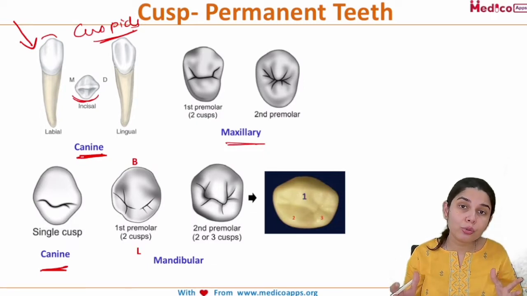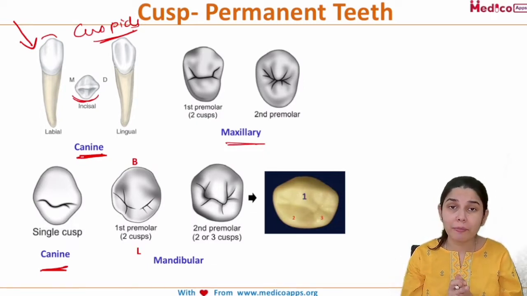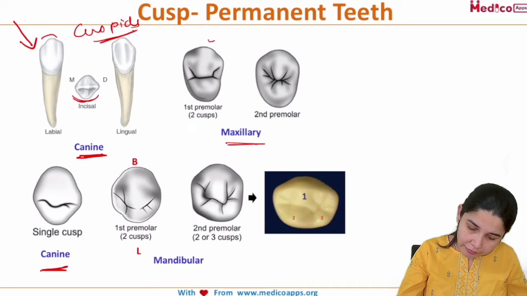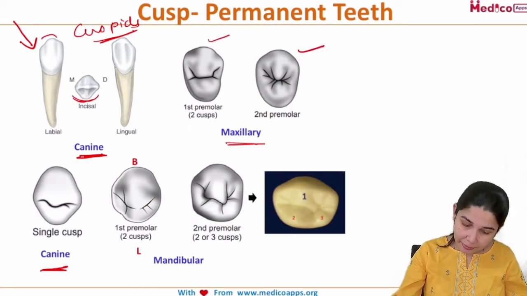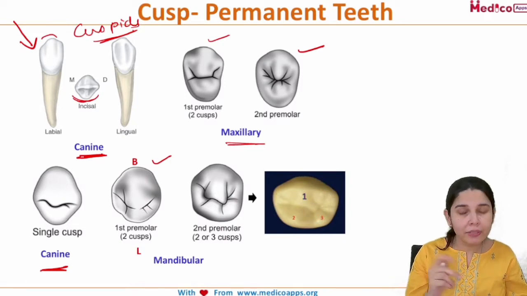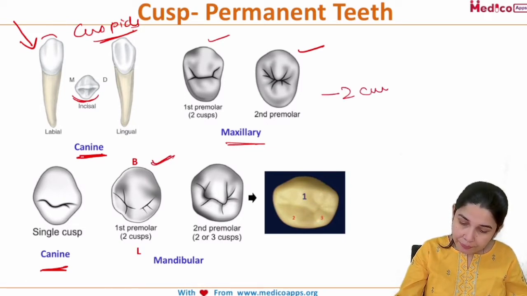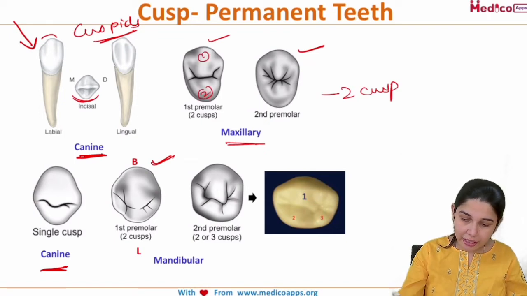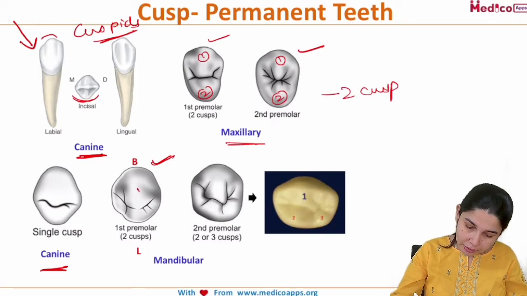Now what are those two cusps? It is very easy to remember. As you can see, this is the first premolar, this is the second premolar, and this is the mandibular first premolar. All of these have two cusps. This is one and this is the second cusp. Similarly for this one, and this is the second cusp. This is the first cusp and this is the second cusp.